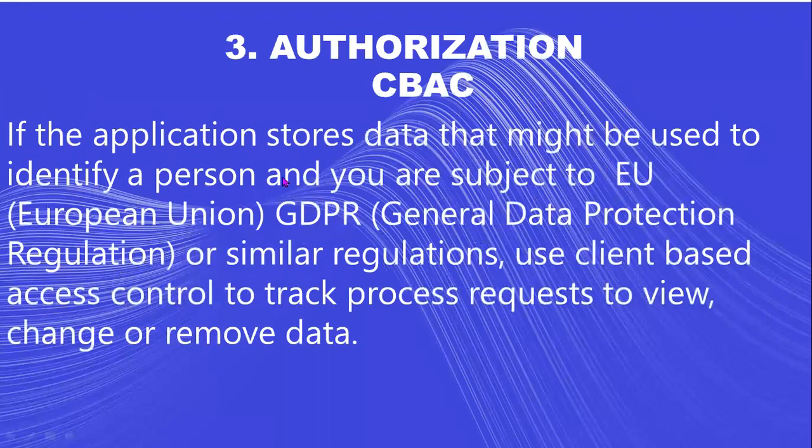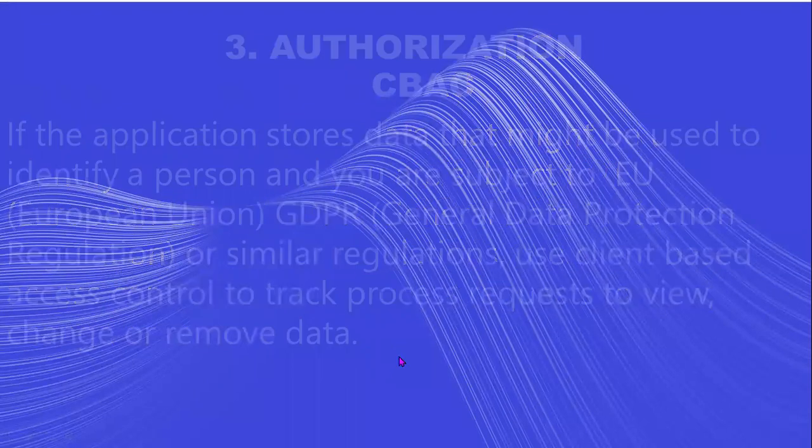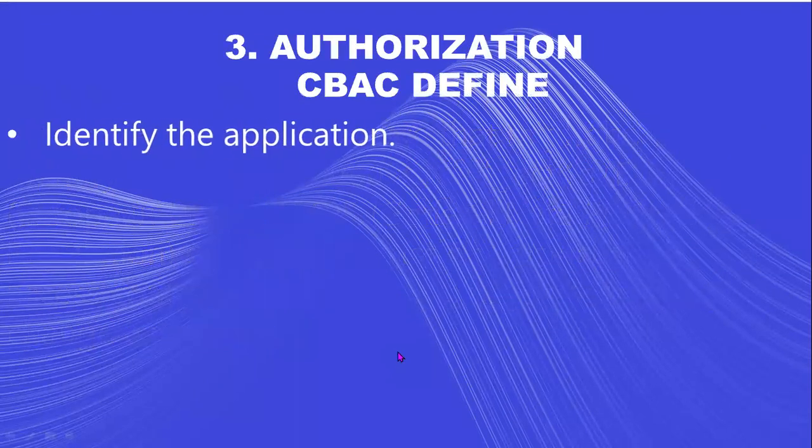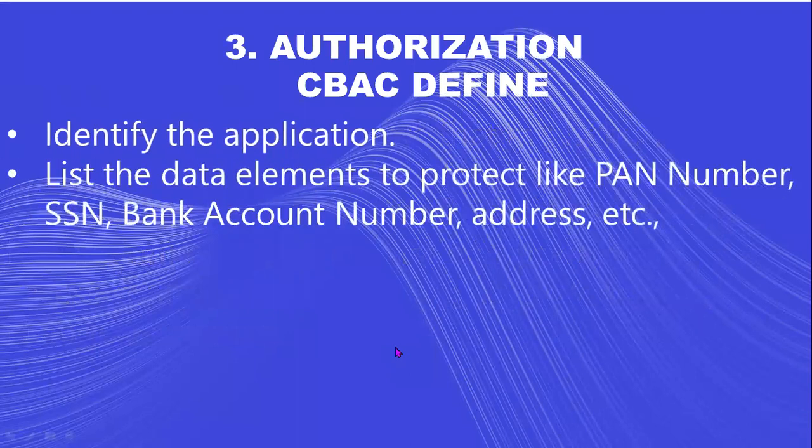If the application stores data that might be used to identify a person and you are subject to EU GDPR or similar regulations, use client-based access control to track process requests to view, change, or remove the data. So how can we do that? First of all, we need to identify the application in which you want to implement this client-based access control.